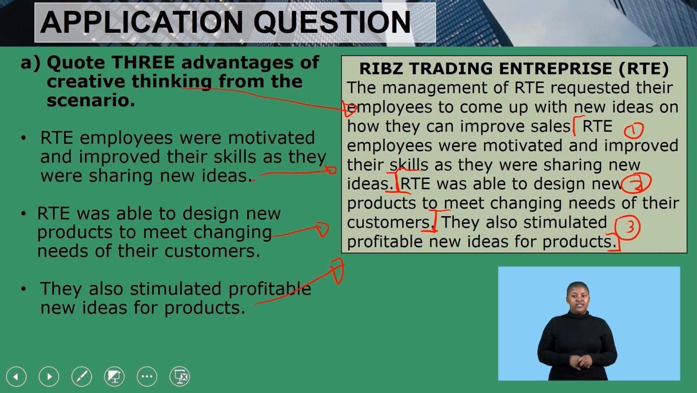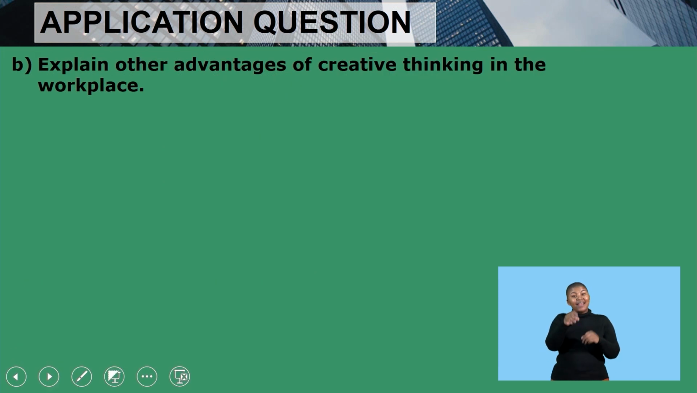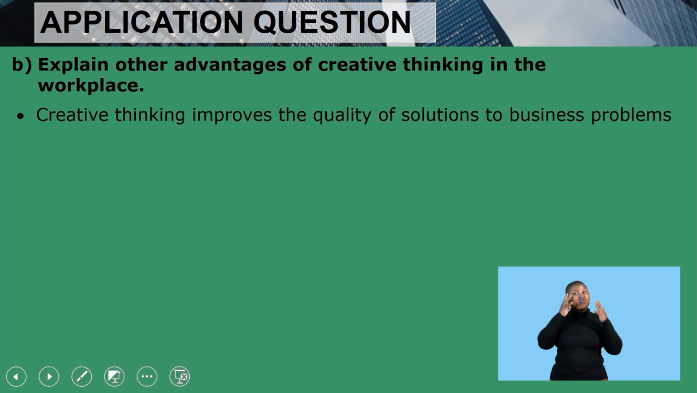Now, let's not forget the second question. What does it say? It says other advantages. So meaning other than these three that we've mentioned. Other than the three advantages, what are the other advantages? Explain other advantages of creative thinking in the workplace, right? Creative thinking improves the quality of solutions to business problems. Yes, maybe other people can come up with the solutions, but the ones that we're going to come up with are of good quality. Why? Because we are thinking innovatively.